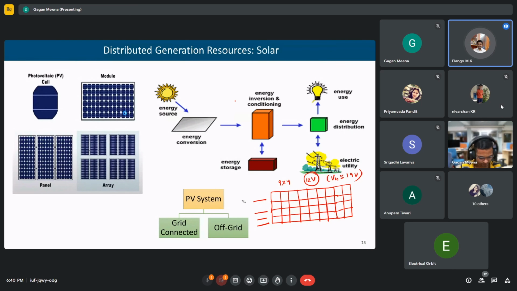Sir, for parallel connection, voltage is constant and the current is adding. For series connection, voltage is adding and current is the same. Am I correct, sir?